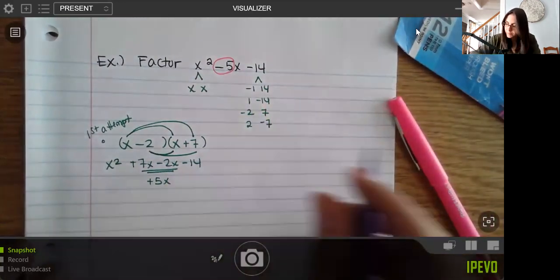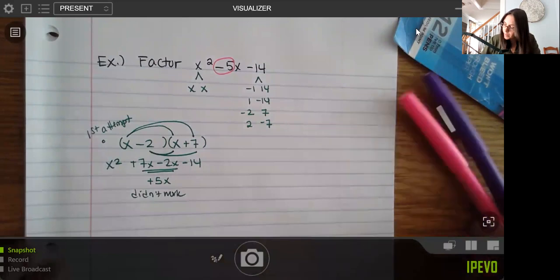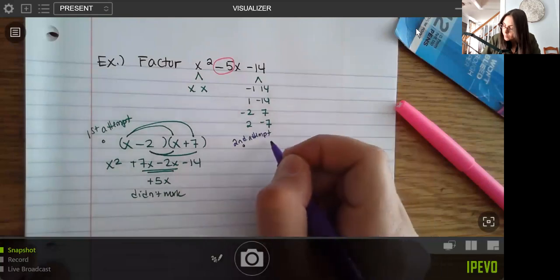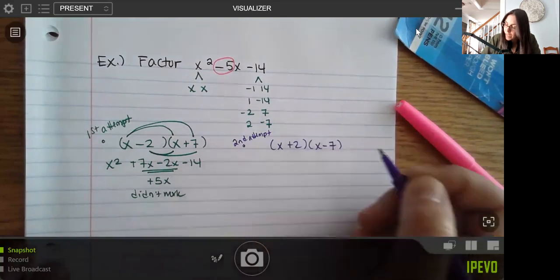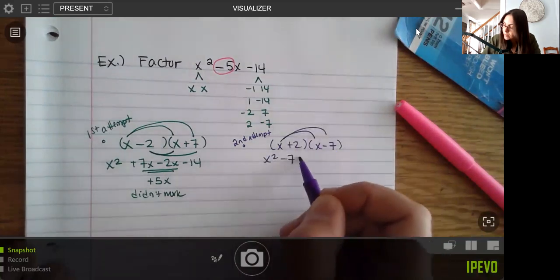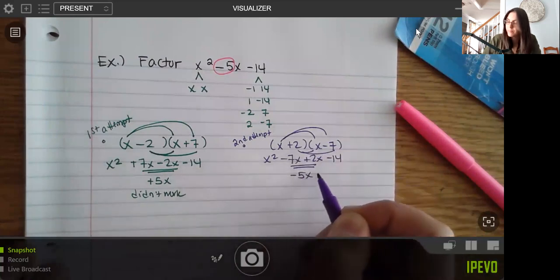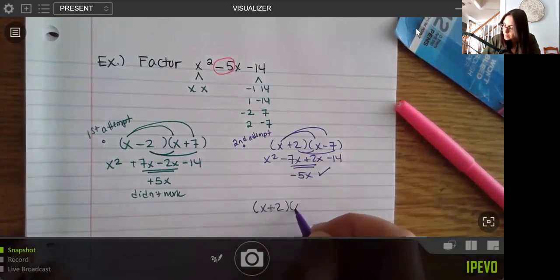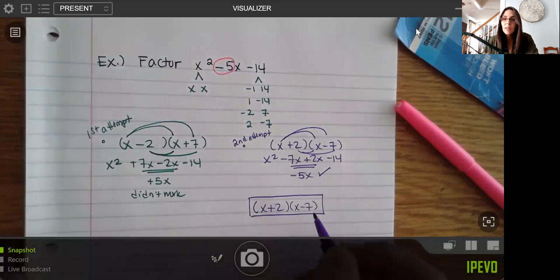So this one didn't work. And I'm going to try again. Now, if you're only off by a negative, then likely you just pick the wrong pair. So we're going to do +2 and -7 instead. And what's going to happen if you multiply this out, you're going to see that you do get that -7x plus 2x and -14. So you're going to get that -5x in the middle. So our final result here is x plus 2, x minus 7. Okay. And again, you could also write it as x minus 7 and then x plus 2. That's fine as well.